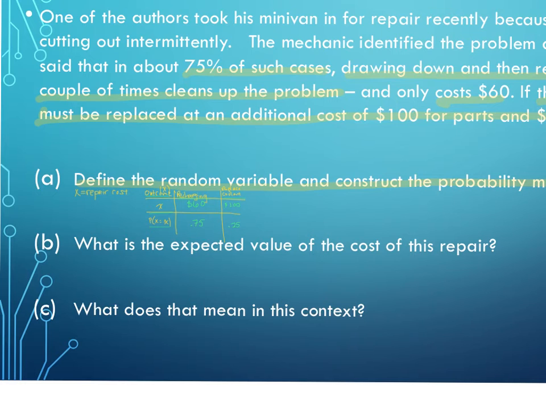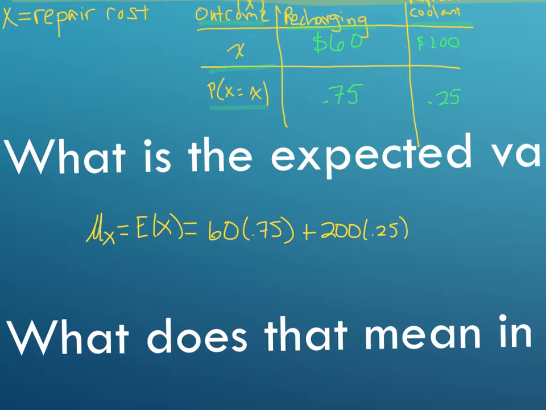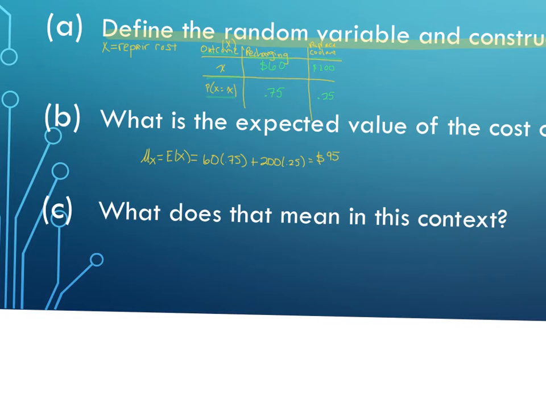If we look at letter B, it's saying what is the expected value of the cost of this repair? Remember, you're going to take the recharging cost times its probability plus the replacing cost times that probability. And it should give you an expected cost of about $95. Notice in letter C it says, what does this mean in context? With this expected value of $95, it just means that vehicle owners with this problem with the air conditioner can expect to spend on average about $95 to fix it.